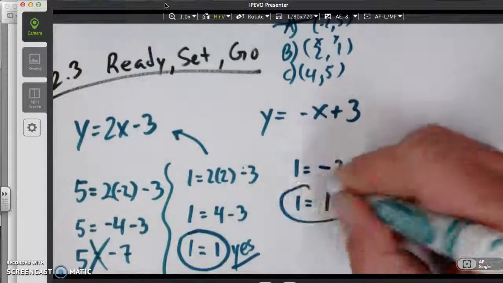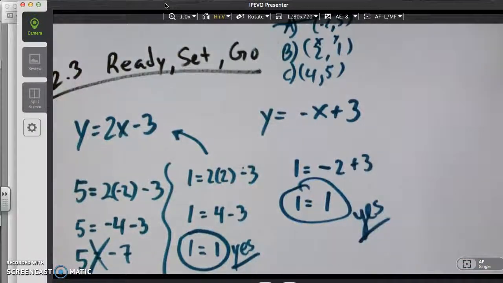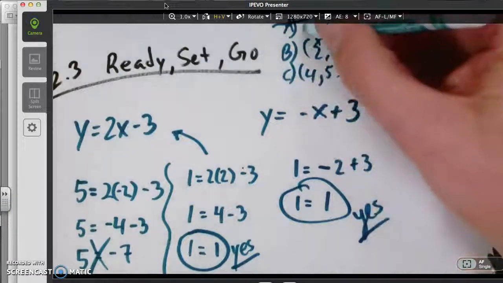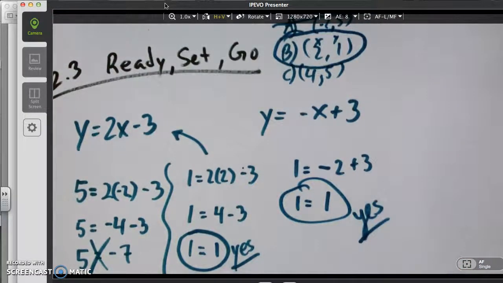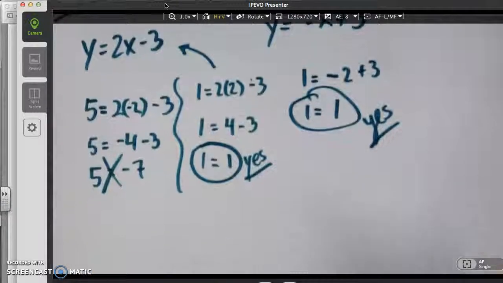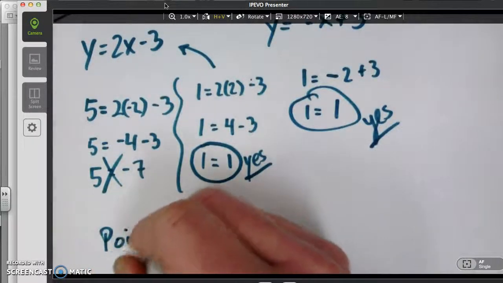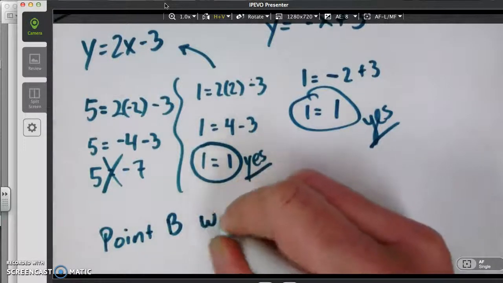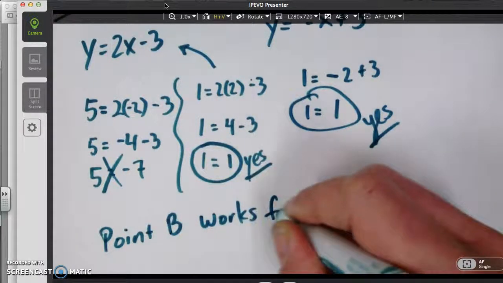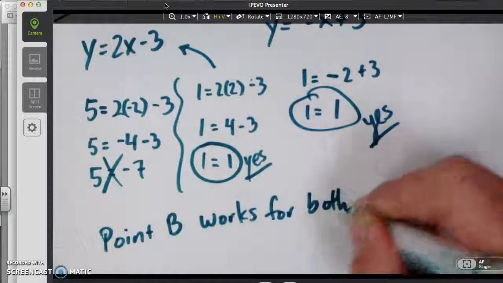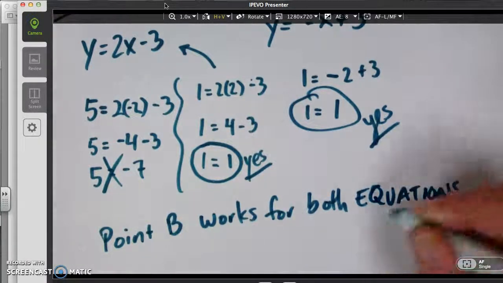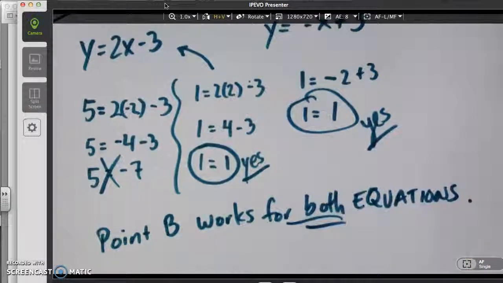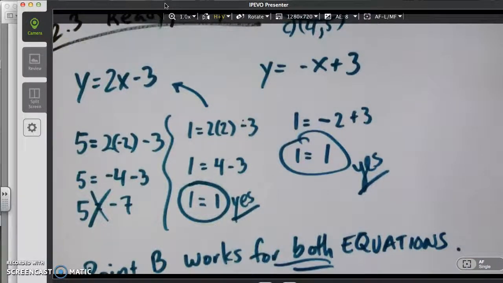Aha. Again, we got something that does make sense. Does 1 equal 1? Yes. So what we did is we took point B and plugged it into both equations, and it worked. So point B works for both equations. And that was the key. It had to work for both. Okay, so that's how we do it.